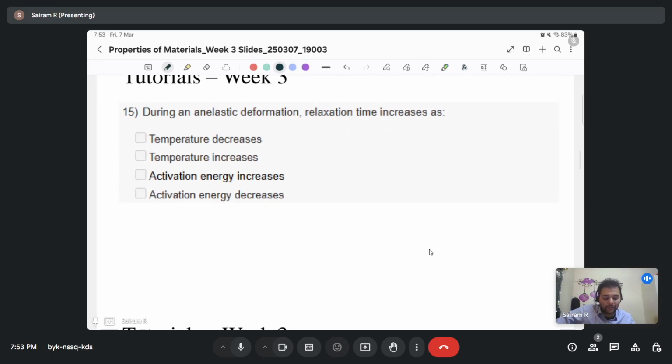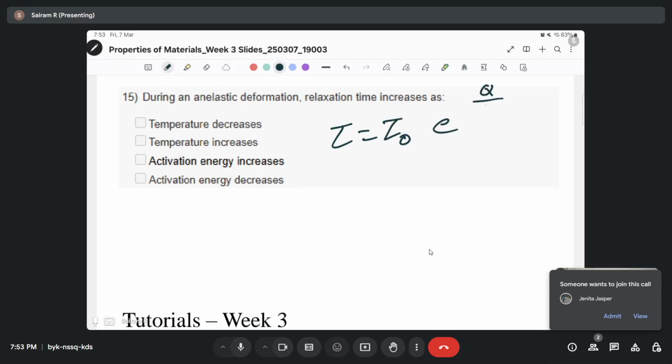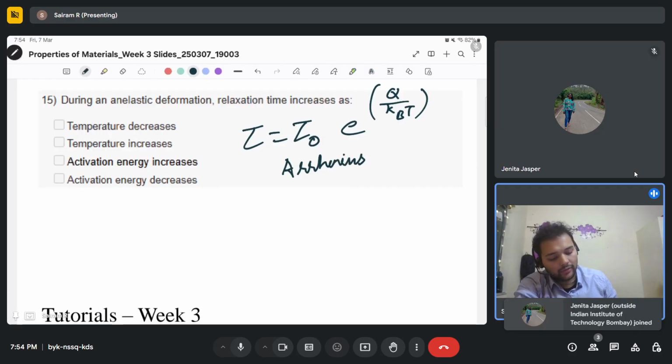The final question for this week is: during an anelastic deformation, relaxation time increases. So as we know, the anelastic deformation is temperature dependent because it has diffusion components. Because of diffusion components and the Arrhenius nature, it is definitely dependent, let's say, on temperature. So tau equals tau naught e power Q by kBT. So this is the Arrhenius nature of relaxation time.